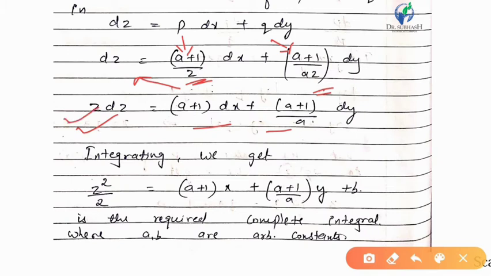Integration of z will be z square by 2. a plus 1 is constant. So integration will be a plus 1 x, and similarly for the y term I am getting a plus 1 upon a y, taking some constant as b, which is the required complete integral for the given differential equation. Here a and b are arbitrary constants, and we can see that our equation is independent of p and q. There are no terms of p and q.